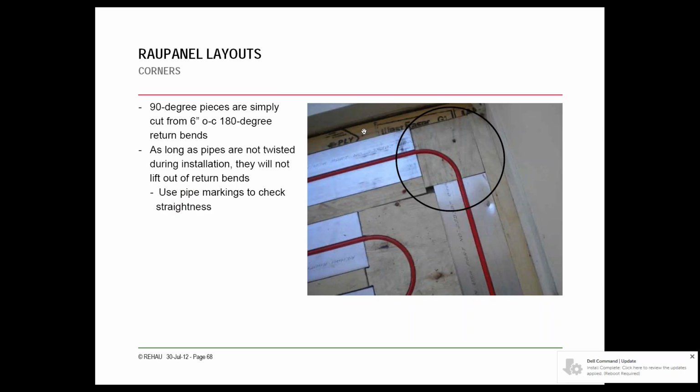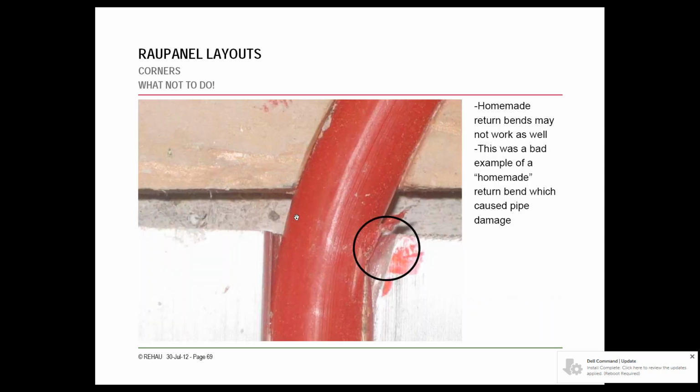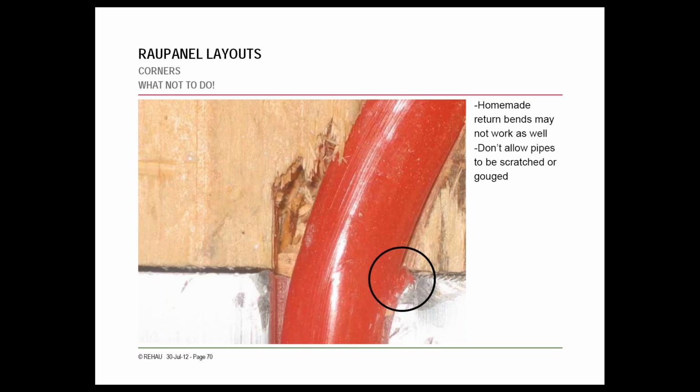Real quickly on corners, make sure you're using a piece of the return bends cut. You don't want to go with a sharp corner, and then just make sure all of your edges you're deburring or sanding to make sure that there's nothing tearing into the pipe long term. As I mentioned, the pipe's very resilient, but you do want to make sure that nothing's going to be slowly rubbing on it over time, because these things will be around for 20 plus years.